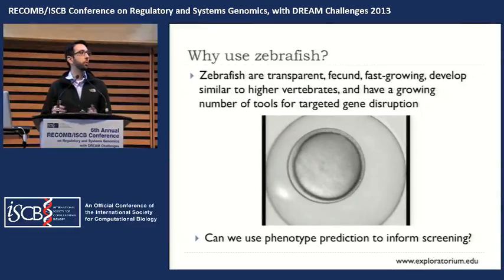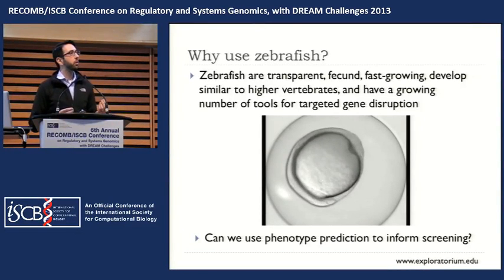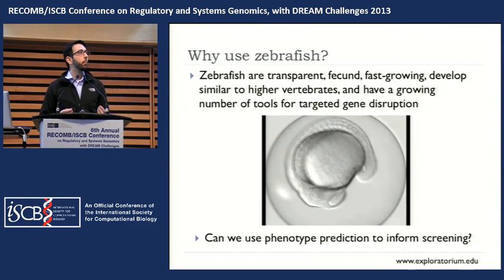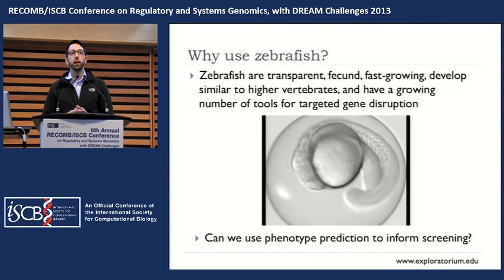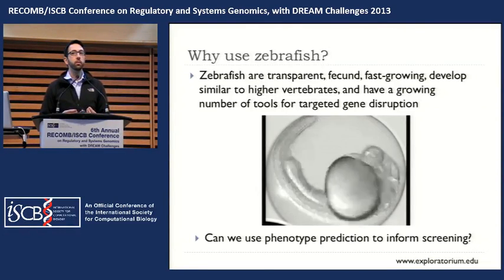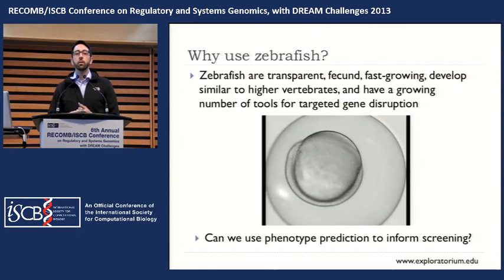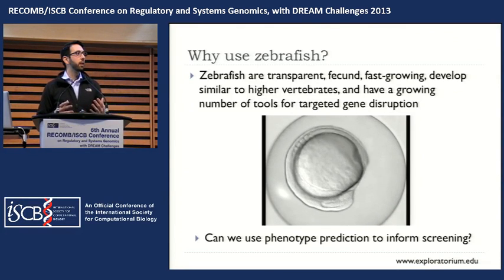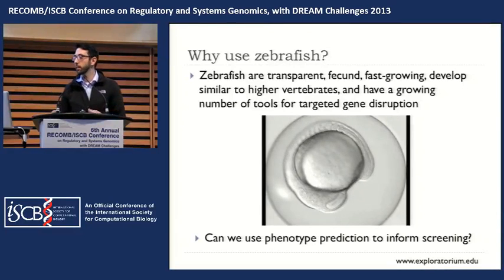maximizing your experimental resources. So zebrafish are small, transparent, fecund, fast-growing. They develop similarly to higher vertebrates, but notably, there's an increasing number of methods for targeted gene disruption. So they're a good platform for evaluating large-scale phenotype screening prioritization methods.